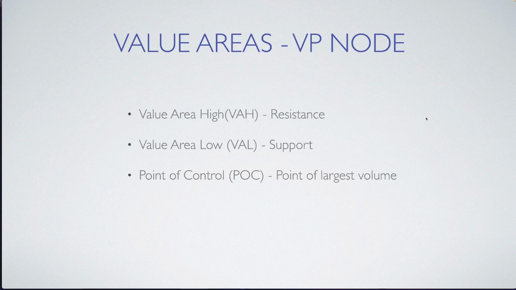So within that value area or VP node, as I talked about, we have a value area high, that's usually resistance, value area low, which is your support, and then your point of control, which we all talk about quite a bit, which is where most of the people are, the largest point of volume within that value area or VP node.